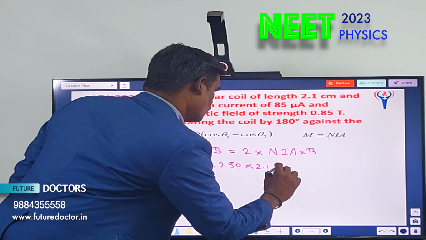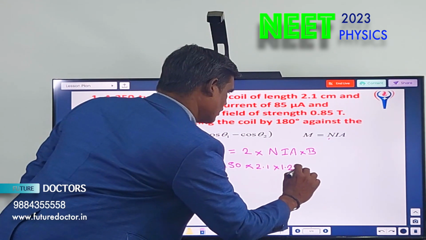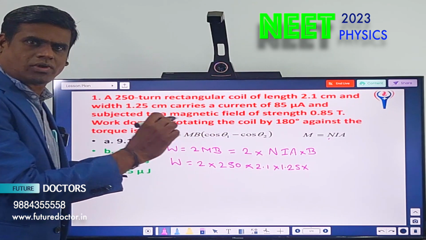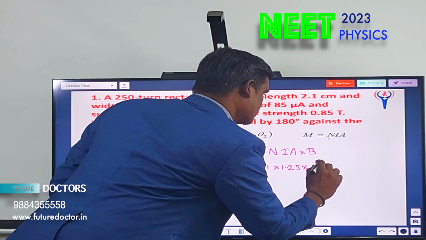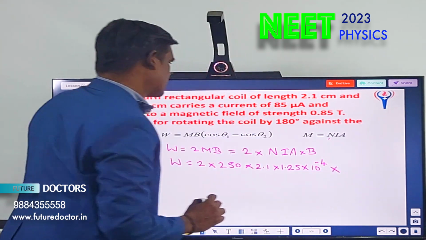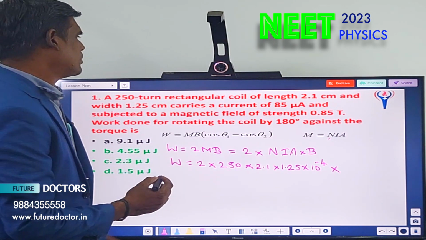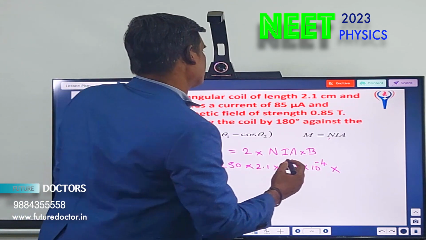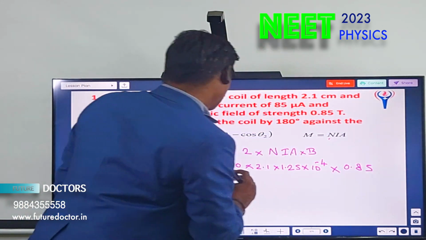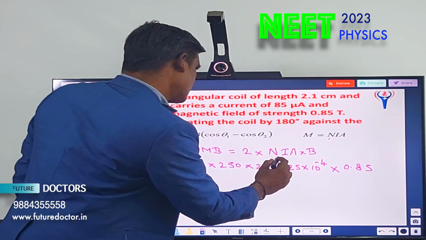Converting centimeter to meter, 10 power minus 2 into 10 power minus 2, that is 10 power minus 4, into the area, into B. Value of B is 0.85, and I we missed. Yes, then we put I.